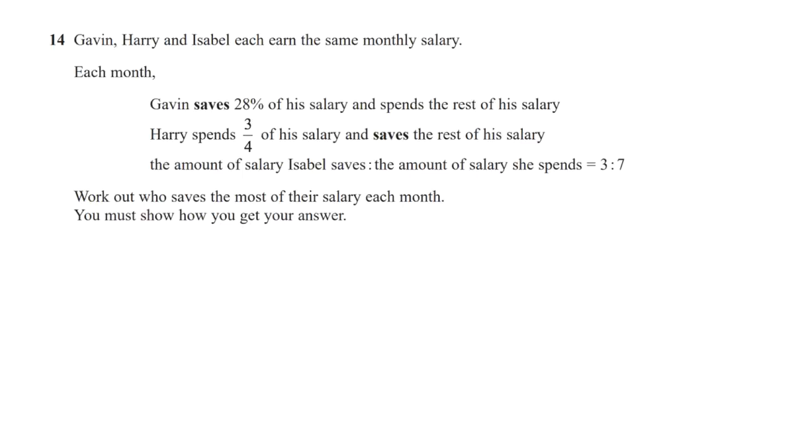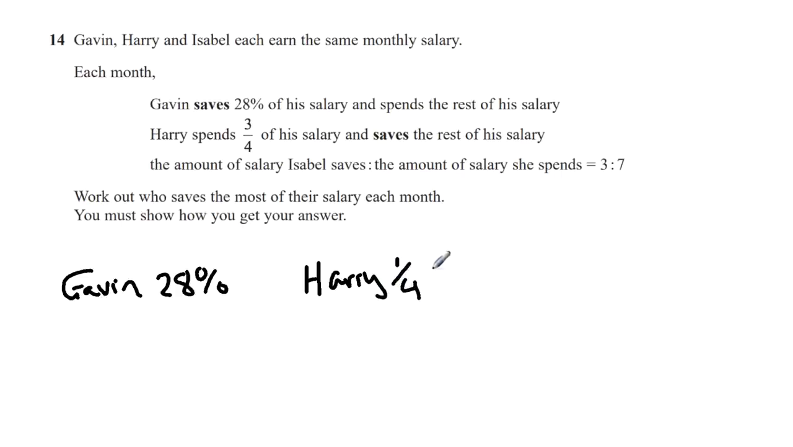So we know that Gavin saves 28% of his salary. So let's write that down. Gavin, 28% of his salary saves it down. And we also know that Harry spends 3/4 of his salary and saves 1/4 of his salary. So Harry, 1/4 of his salary. I'm going to convert that into a percentage, which equals 25%.